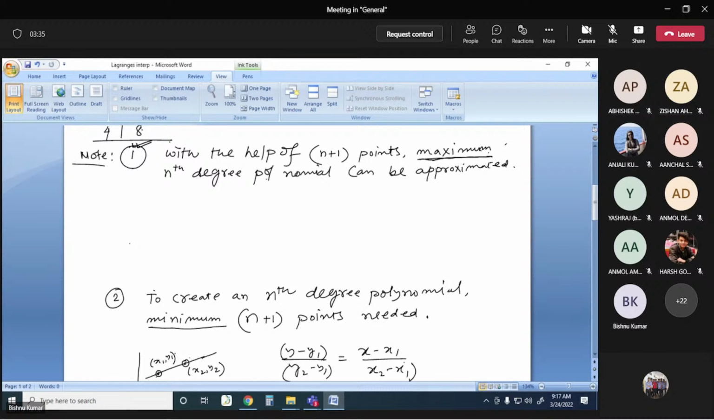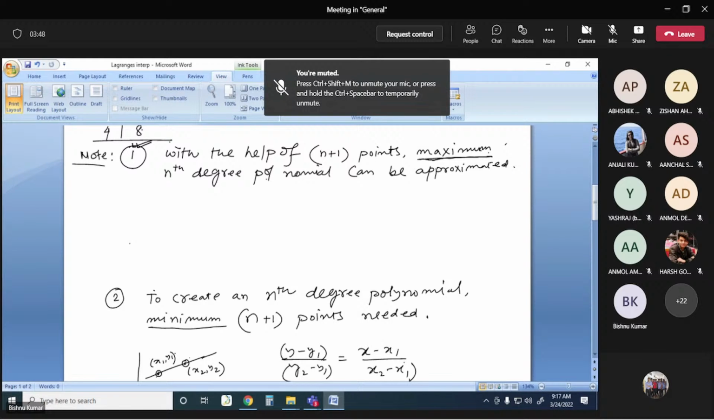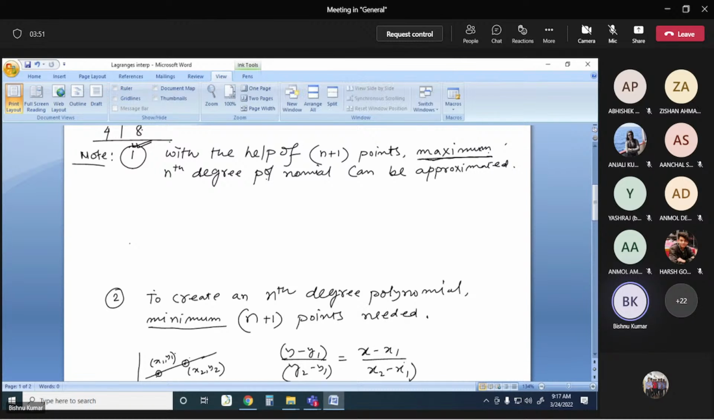Yes, sir. So express to me why I have used the word maximum here. Why have I used the word maximum? Because if all the points are in a straight line, then there will be only a 1 degree polynomial. We can draw it using 3 points. But if they are non-linear points, like if we have 3 points which are non-linear, then we can draw a maximum of 2 degree polynomial.